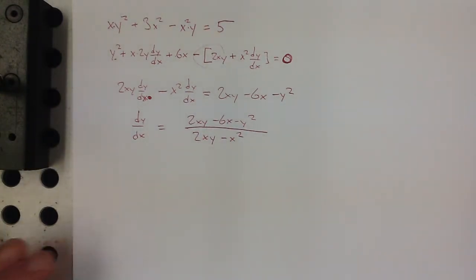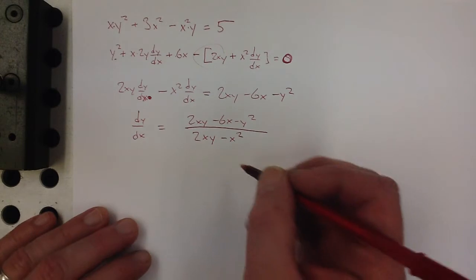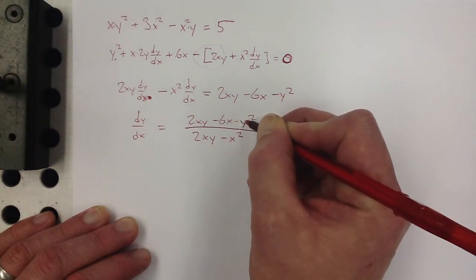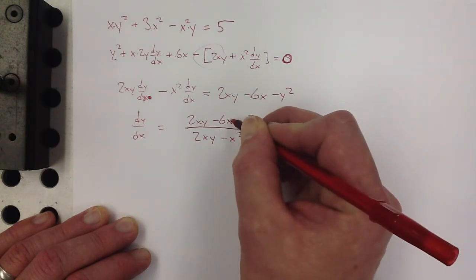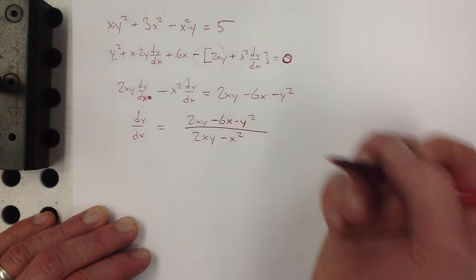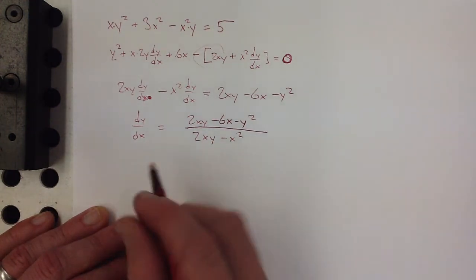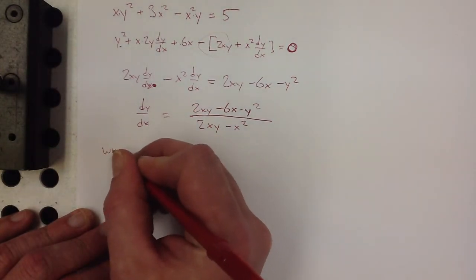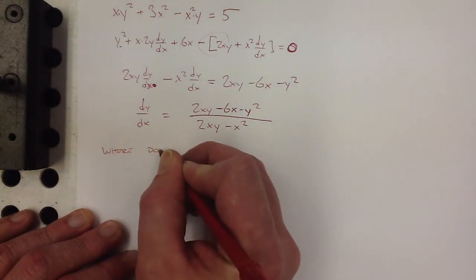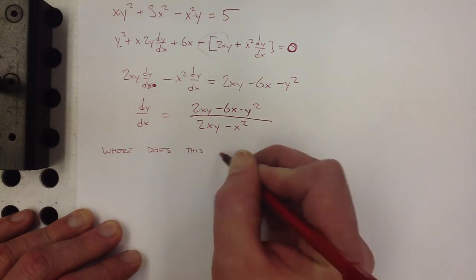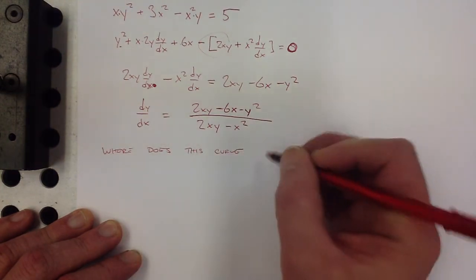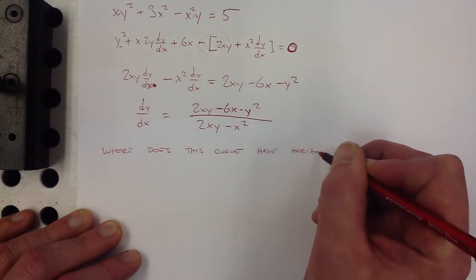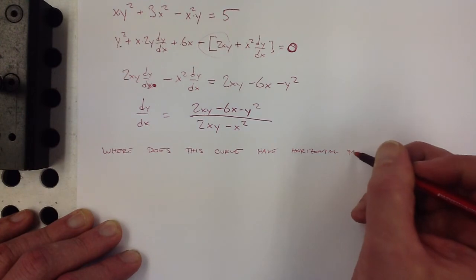Okay, now I'm going to figure out where... this is a little bit of a tricky question now, but you will see questions like this for sure. So, where does this curve, whatever it is, have horizontal tangents?